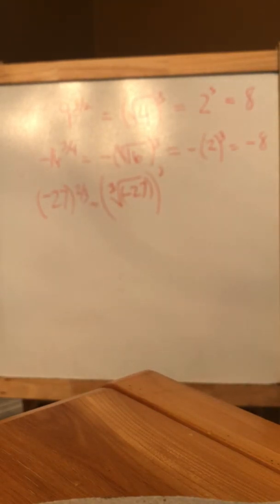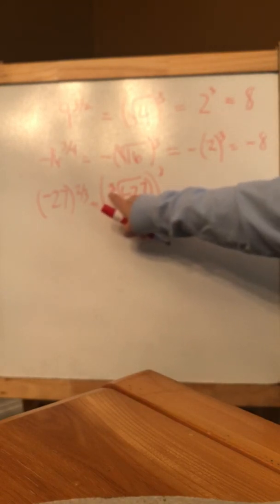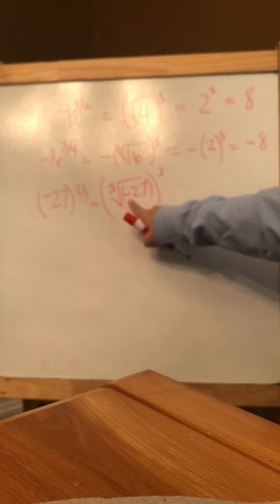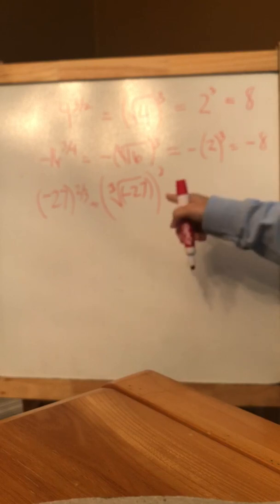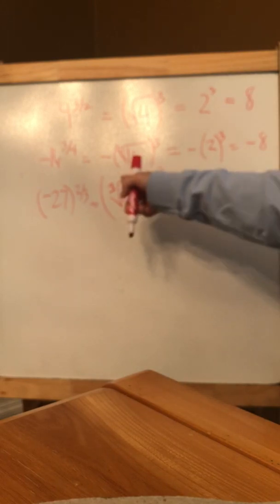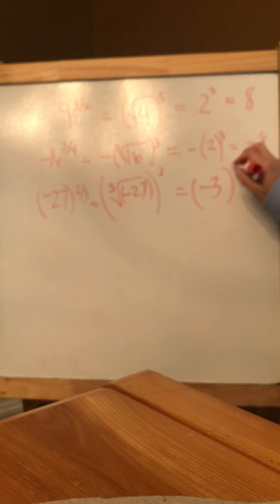Okay? So what is the cube root of negative 27? Since this is an odd number, we can have a negative sign here underneath your root sign. So negative 3 times negative 3 is positive 9 times negative 3 is negative 27. So this is negative 3. Now we're going to take the whole thing to the second power, square it. So what do we get? 9.